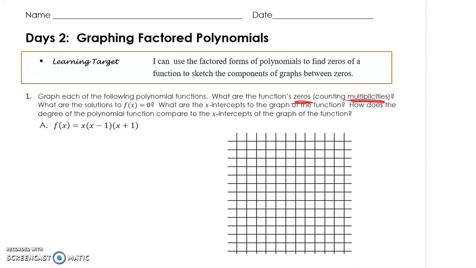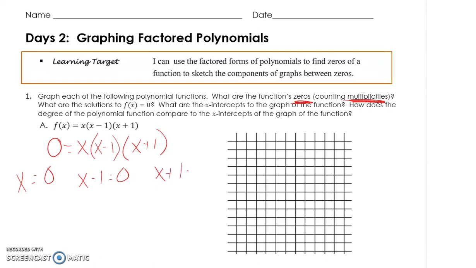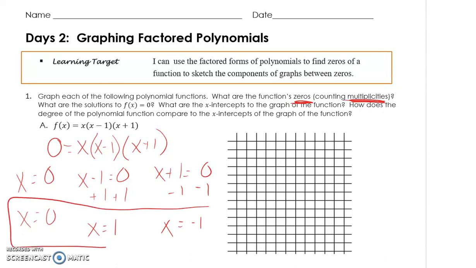So the first thing you want to do is replace f of x with just 0, and set each factor equal to 0. So x equals 0 is one of our x-intercepts. X equals positive 1, x equals negative 1. So in this case, we have 3 zeros.